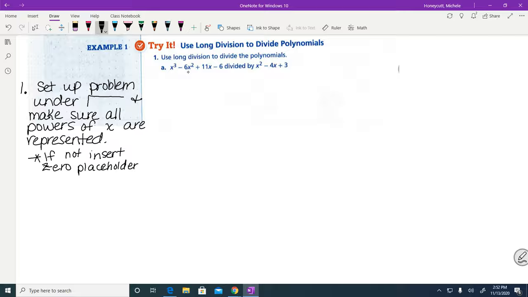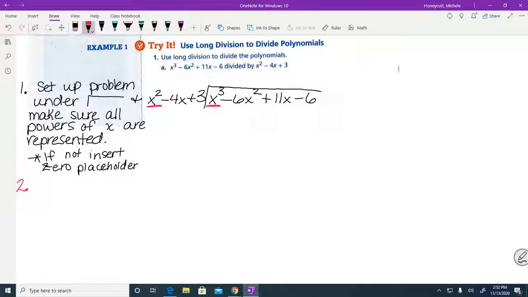All right, so let's set up this problem. We're going to take x cubed minus 6x squared plus 11x minus 6, and we are going to divide it by x squared minus 4x plus 3. Then I'm going to look at the first term of each polynomial.